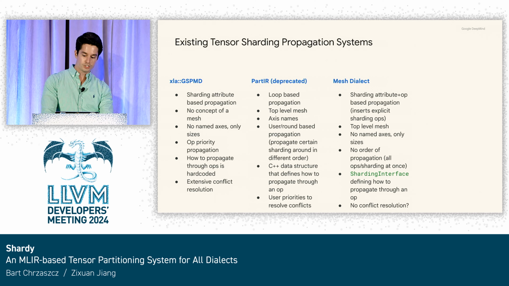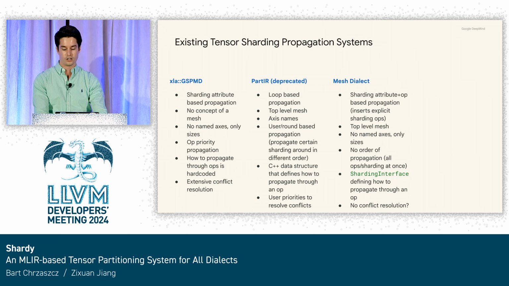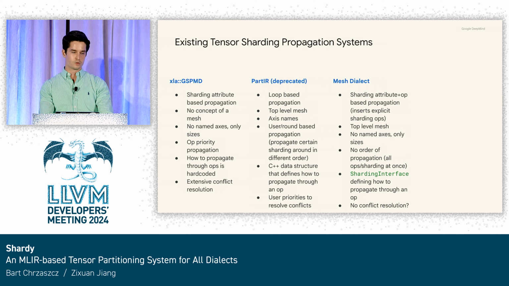So first we have GSPMD, which is the first in this set of systems. It is an attribute-based propagation system which doesn't have axis names and propagates ops in a predefined order. It also has a pretty extensive sharding conflict resolution strategy built into it. We then have PartIR, which instead of propagating sharding attributes, rewrites the program into what we call tiling loops. It also uses named axes on the mesh, has a data structure that tells the system how an arbitrary op can be sharded, but doesn't have a conflict resolution strategy, since it asks users to define sharding strategies as separate propagation passes.